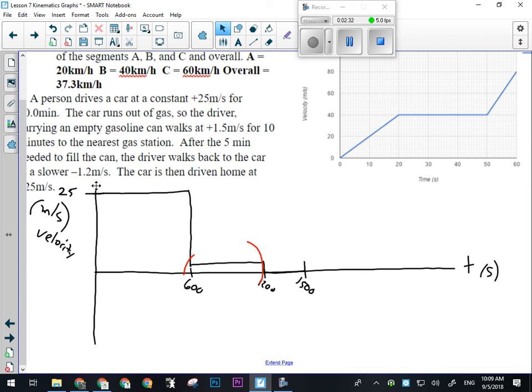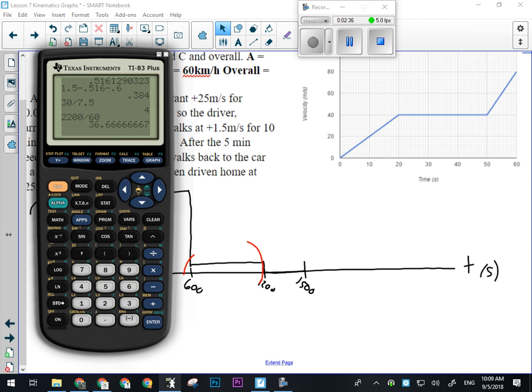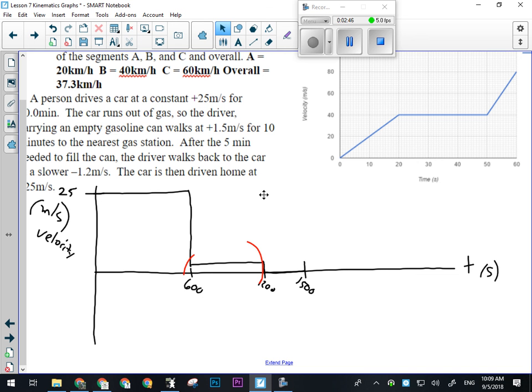All right, so we'll have our... was it 5? No, sorry, it was 1.5 meters per second. So 1.5 meters per second times, and we said it was 600 seconds. I can't believe I just typed that in. It's 900. So it's 900 meters back to the car.